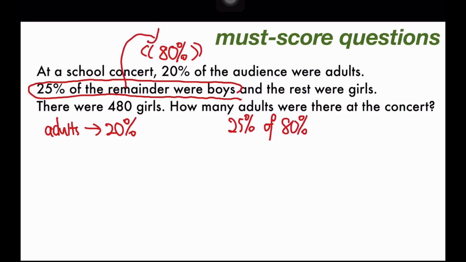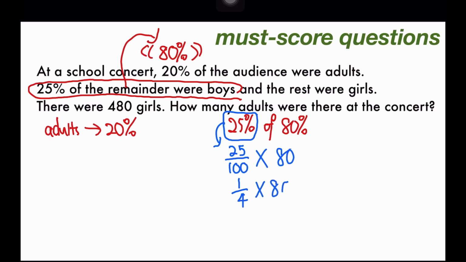80%. Now, at this point in time, if you find this phrase very daunting, 25% of 80%, I would encourage you to change this 25% into a fraction. So how do I do that? Remember, percentage is out of 100. So you have 25 out of 100. You can straight away multiply it by 80, or if you want it to be easier, you can simplify it by dividing by 25. You get 1/4 times 80. Now the number is much smaller, so divide and you get 20.